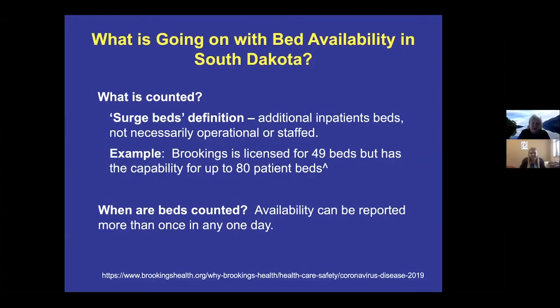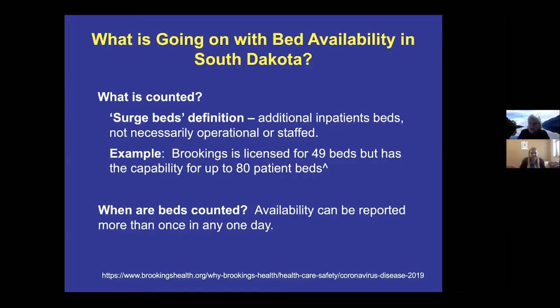So in looking into it a little bit further, Have Bed counts surge beds, surge capacity. And a surge bed is defined as additional inpatient beds that are not necessarily operational or staffed. An example of this is Brookings, which is licensed for 49 beds, but has the capability for up to 80 patient beds in their surge plan.